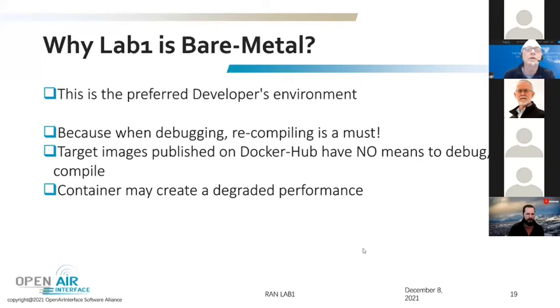Okay. So the reason Lab 1 and Lab 2 are in fact bare metal is because it's the preferred developer environment. And when you are debugging, recompiling is a must. So the target images I publish on Docker Hub have no use for debugging or recompiling. So that's why we do it this way. Also, we may see degraded performance with the container.